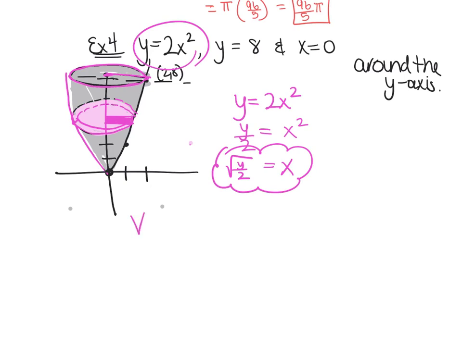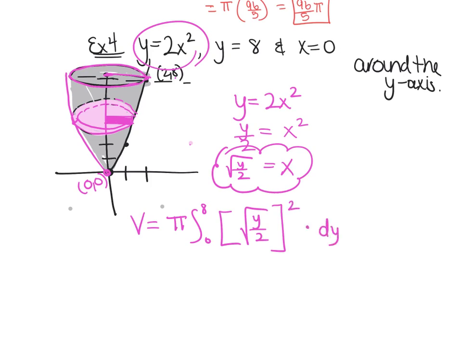So when we go to calculate our volume, we're going to have pi, lower boundary, that's 0, so your lowest y is 0. Your upper boundary is 8. Your radius in terms of y will be the square root of y over 2. And remember, it's pi r squared times the height, which is your change in y. So that would be your setup.